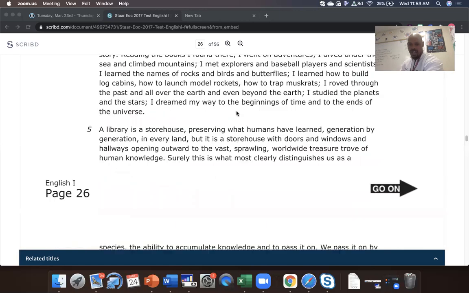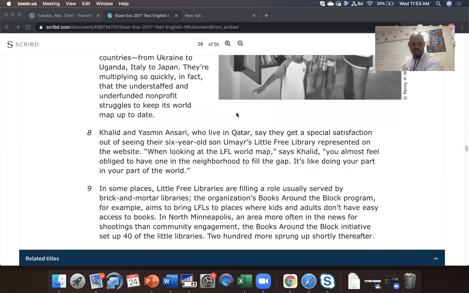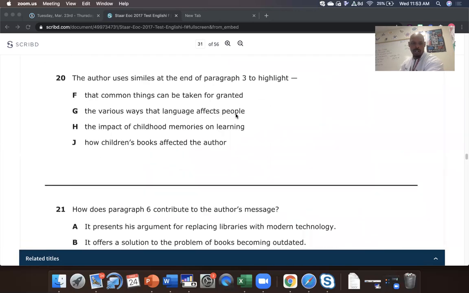All right, so as you process that, let's take a look at the question again, question 20. The author uses similes at the end of paragraph 3 to highlight what? What can we automatically get rid of? What can we eliminate? J? Why? Okay, so we can eliminate J, right? What else can we eliminate? H? You mean the author didn't talk about the impact of childhood memories on learning? That wasn't mentioned in the paragraph?